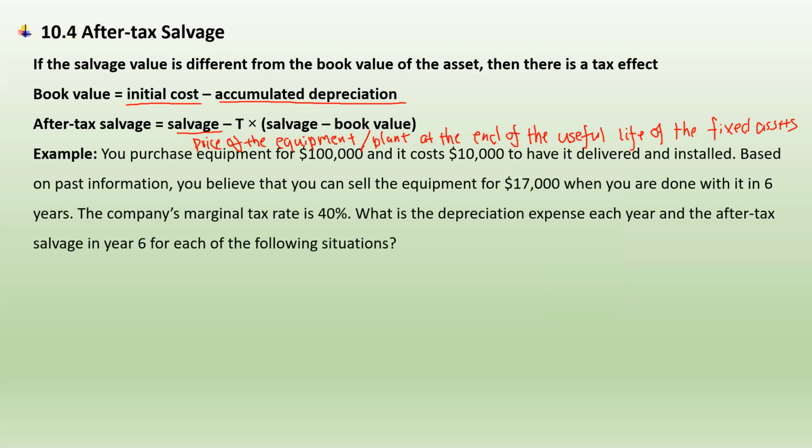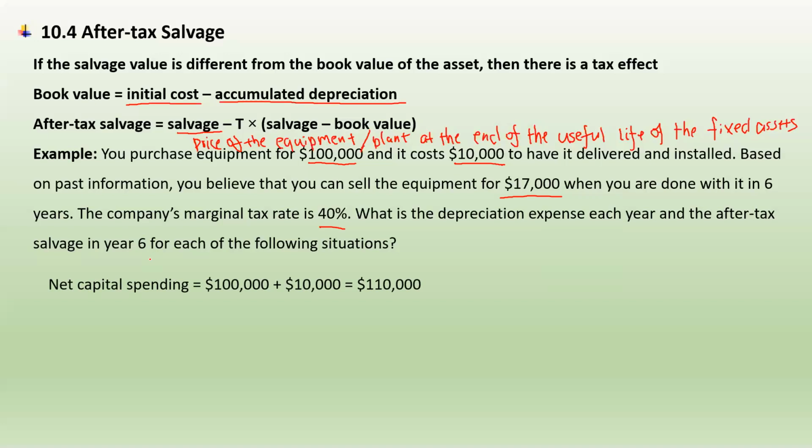So here is one example. If you purchase equipment for $100,000 US and it costs you $10,000 to have it delivered and installed, the total capital expenditure is $110,000 US. Based on past information, you believe that you can sell the equipment for $17,000. The useful life is 6 years, and the company's marginal tax rate is 40%. Then what's the depreciation each year and the after-tax salvage value in year 6?